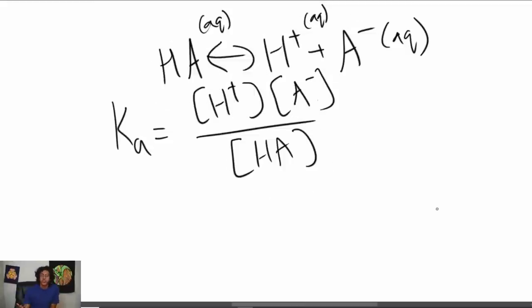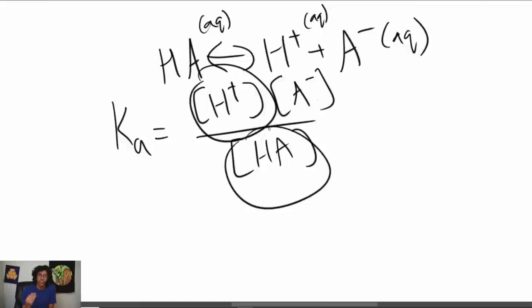Now the reason this is useful is we can actually use this to say how strong an acid is, right? The bigger this value is, that means there are more hydrogen ions relative to how much of the initial acid there is, right?